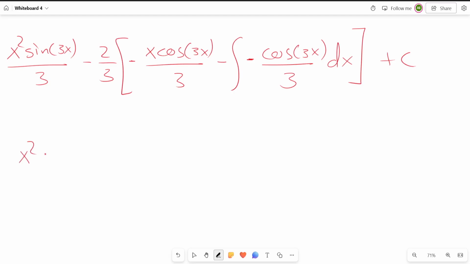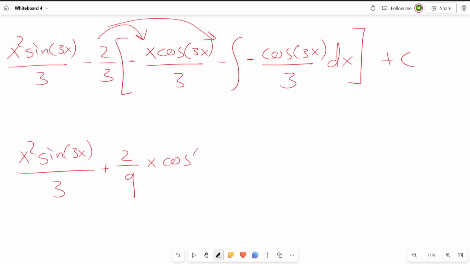So this is going to be x squared sine 3x over 3. Let's multiply this inside and distribute it over here. So it's going to be minus 2 over 3 times negative 1 over 3 is basically plus 2 over 9 x cosine 3x. And then I have a minus here times a minus here. So this becomes a plus times negative 2 over 3 is minus 2 over 3. And then I have an over 3 over here. So this is going to be over 9.